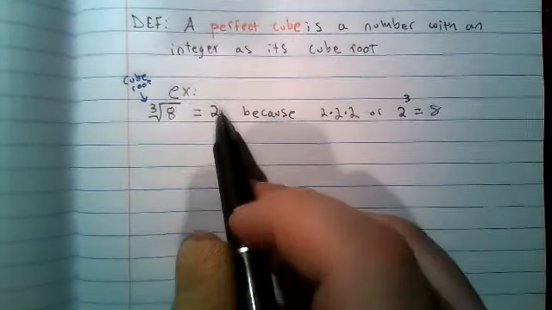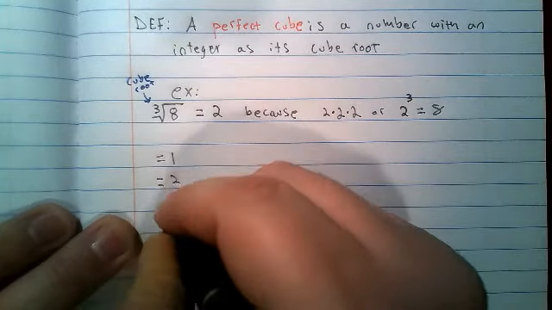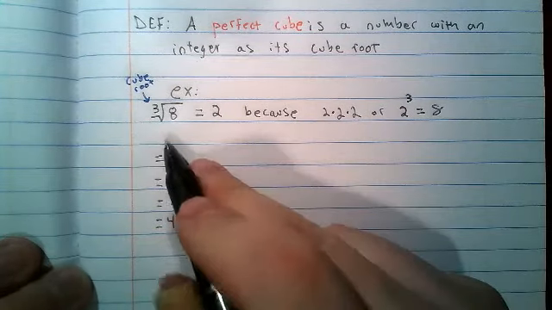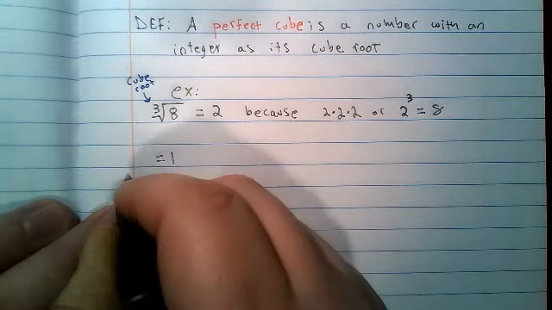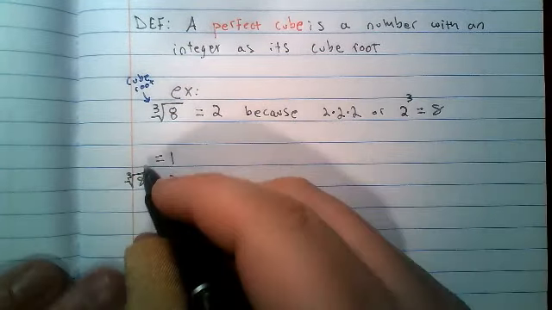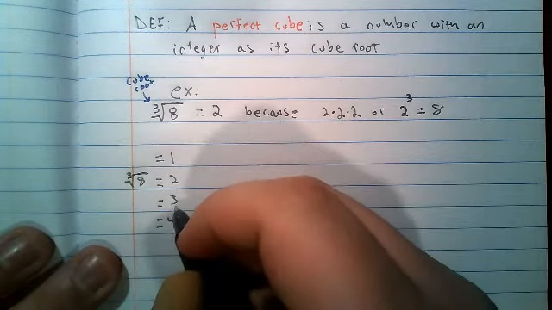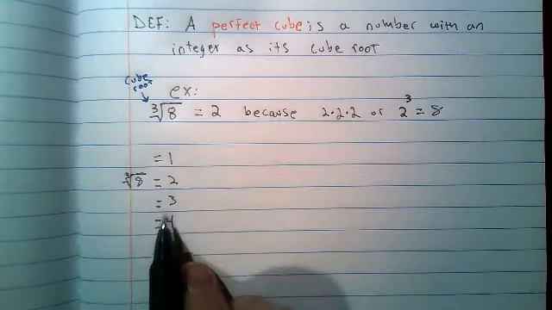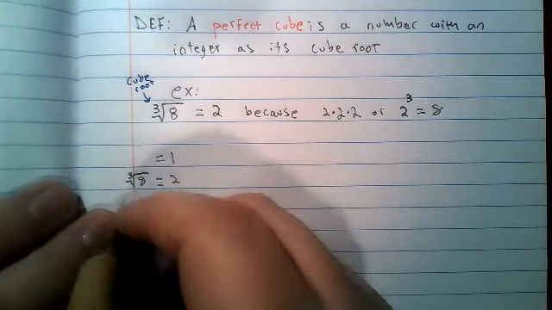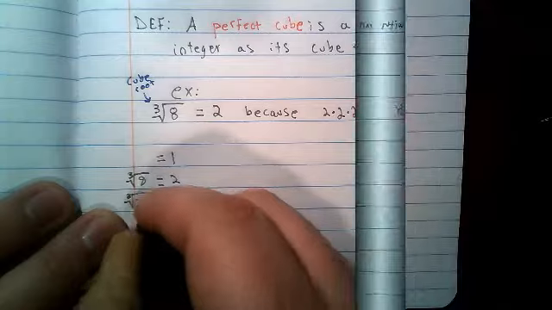And we're going to do the same thing we did with perfect squares. You're going to list them off just like that. We just did 2. This is the cube root of 8. Now the cube root of what number gives you 3? So in order to find out that number, you're going to do 3 times 3 times 3, which is 27. So the cube root of 27 is then 3.